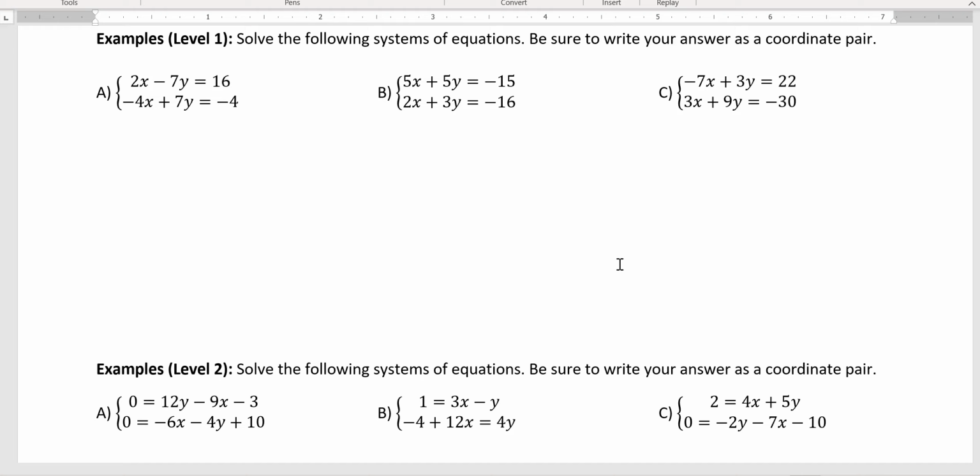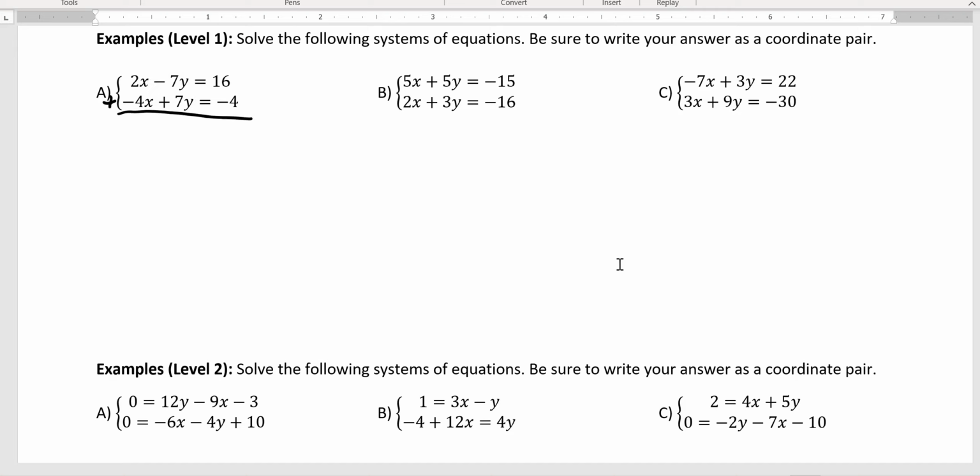Negative 4x plus 7y is negative 4. So I notice right away, negative 7y and positive 7y, those are already the same. One's negative, one's positive. In order to eliminate that, I would just need to add these equations together. So I'm going to add the equations together.